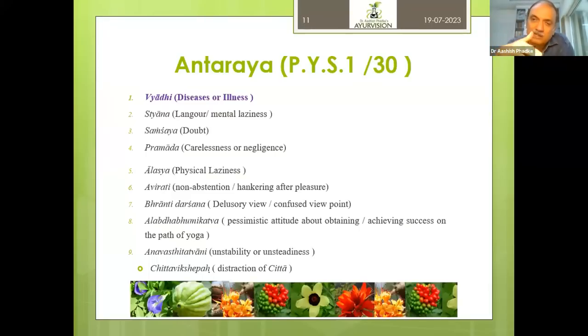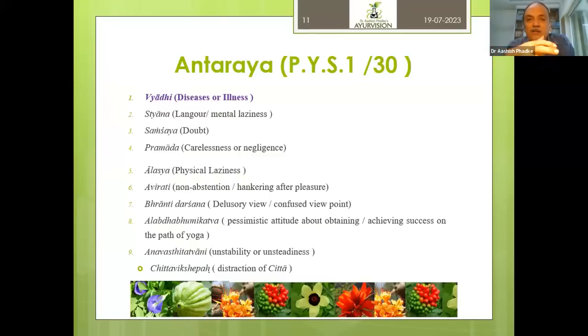Okay, and the similar thing you can see in modern medicine as well. Now why am I saying this? Because particularly when it is Agantuja, for example, you get trauma, right? You come across an accident, or there is some infection coming from some organisms. So those are coming under Agantuja Vyadhi.